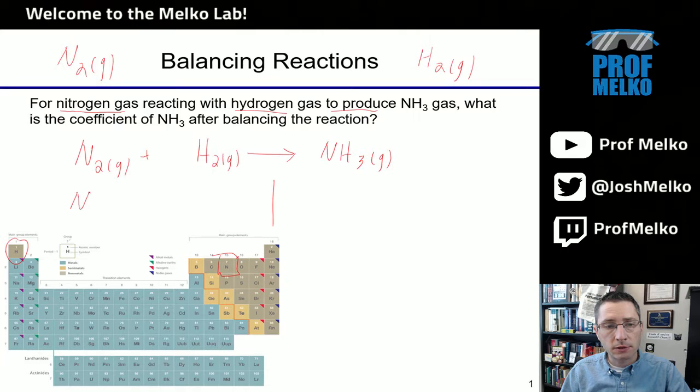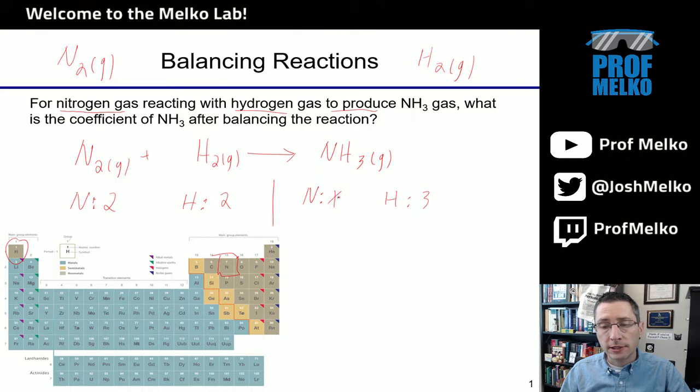As always, I like to keep track separately on the left and right of the number of atoms of each, N's and H's on the left, N's and H's on the right. On the left, I have two nitrogens, two atoms of nitrogen in this one molecule of nitrogen gas, and similarly, two atoms of hydrogen in this one molecule of hydrogen gas. On the right, the 1 is implied. For nitrogen, there's no subscript, so I know it's a 1. And the 3 for hydrogen tells me there's 3 of these. Great. I can look at nitrogen here.